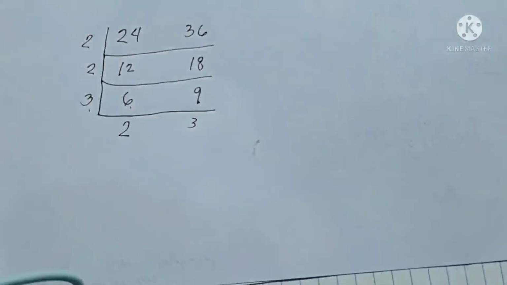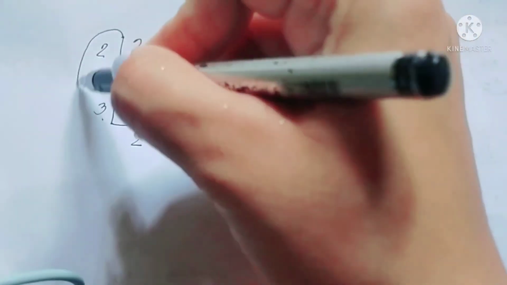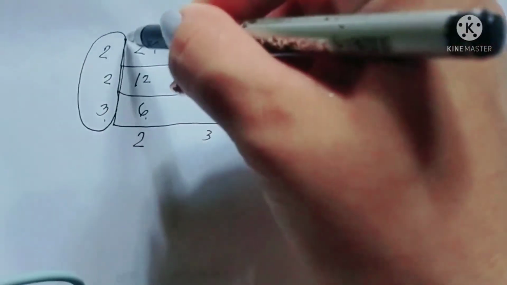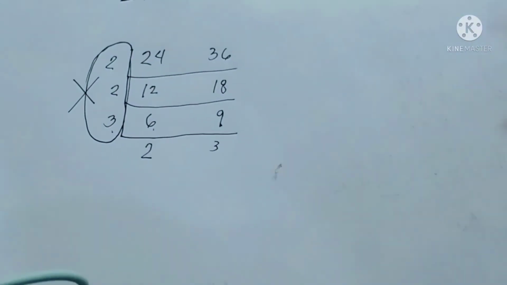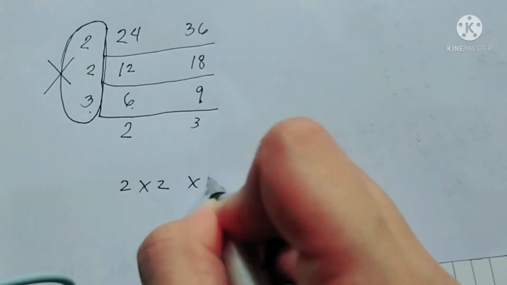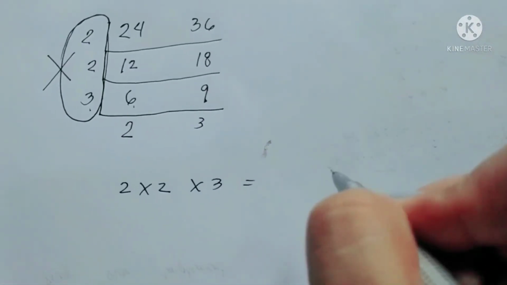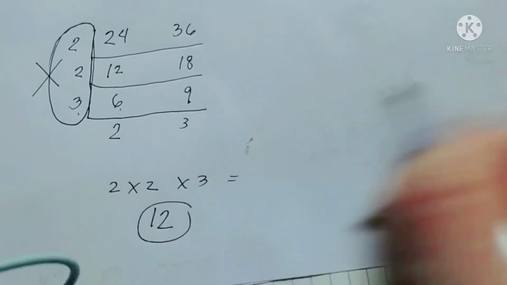So, wala na. Ang gagawin lang po natin, ayan. Titingin lang tayo dito sa left side at yan ang ating i-multiply. So, 2 times 2 times 3, yan po ang ating GCF. Yan din po ay magkakaroon ng product na 12.